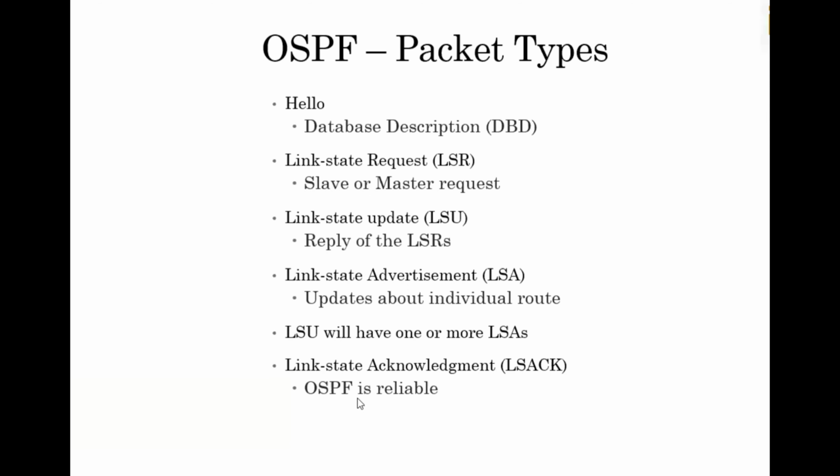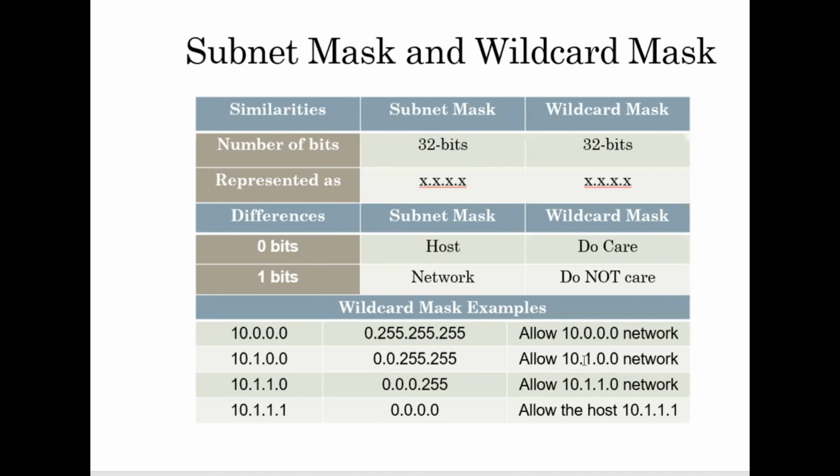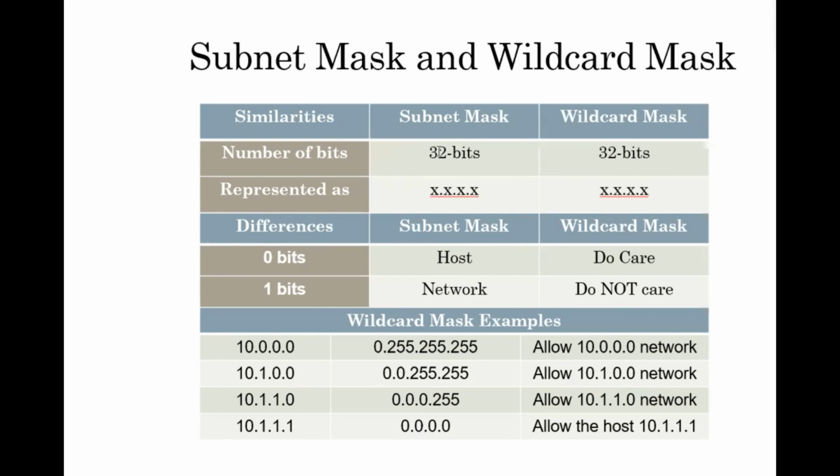OSPF is reliable, basically. Now we have subnet mask and wildcard mask. Subnet mask is 32 bits, and wildcard mask is also 32 bits. Subnet mask we write down in this format, and wildcard mask we write down in this format. In the subnet mask, 0 bits we call host, and it's important for the wildcard mask. But 1 bits are called network bits, and in the wildcard mask, we call them ignore bits.